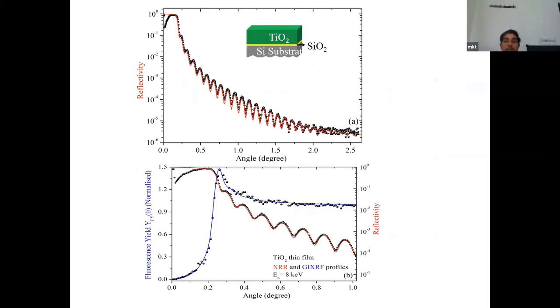We applied this technique. These are the results for titanium silicon oxide. This is the reflectivity profile fitted with the GXRF program. And this is another sample. This is the reflectivity at 8 kV, and this is the 8 kV of the thin film. XRR and GXRF analysis was done simultaneously. We were measuring the reflectivity as well as the fluorescence simultaneously. It is very important to measure both signals simultaneously. If you do one by one, then individual errors will be there.